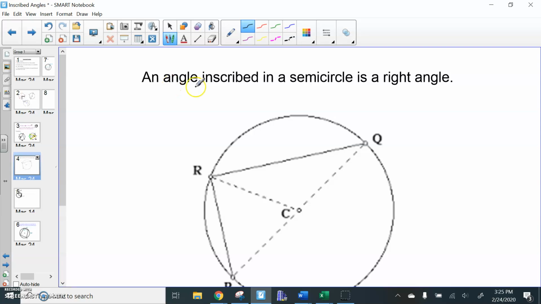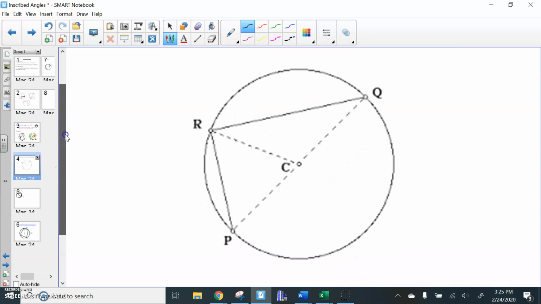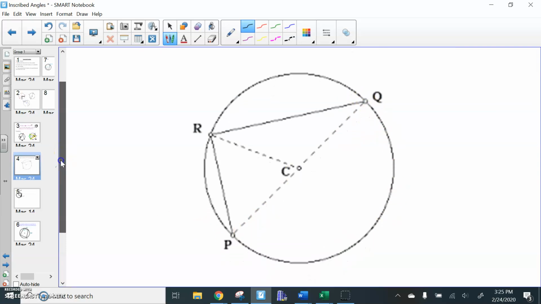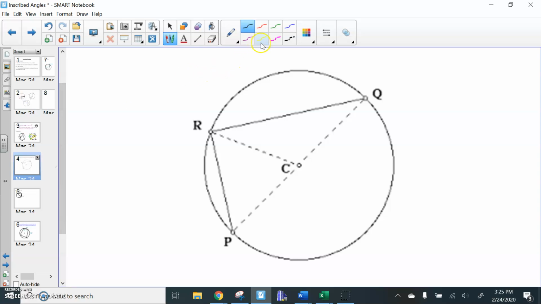Now, an angle inscribed in a semicircle is a right angle. A semicircle is just half of a circle. So from P to Q, that's half a circle right here. Remember, the measure of the arc is double the angle. So if I've got half a circle, well, half a circle is 180 degrees.